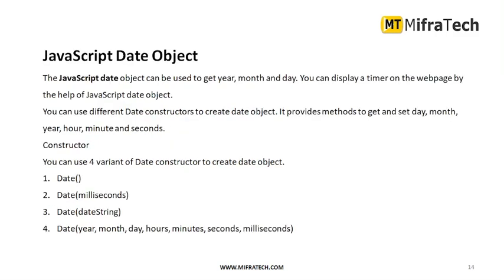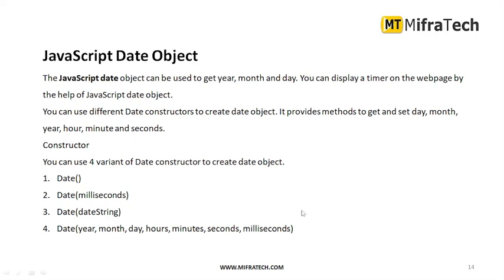JavaScript date object. In any project, the date object is most used with JavaScript, and it is the main useful feature of JavaScript also. The JavaScript date object can be used to get year, month and day. You can display a timer on the web page with the help of the JavaScript date object. You can use the different date constructors to create a date object. It provides methods to get and set day, month, year, hour, minutes and seconds. We can do several operations, not only a date or only minutes. We can do all of the operations provided by the time and the date.